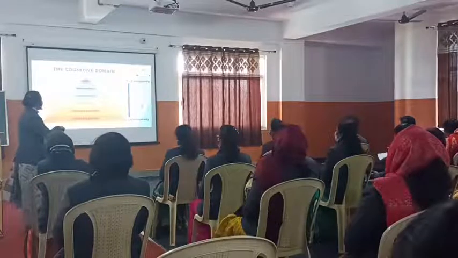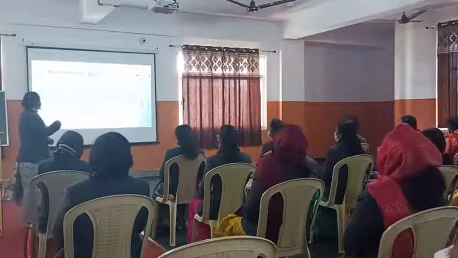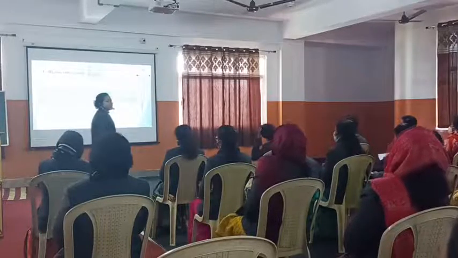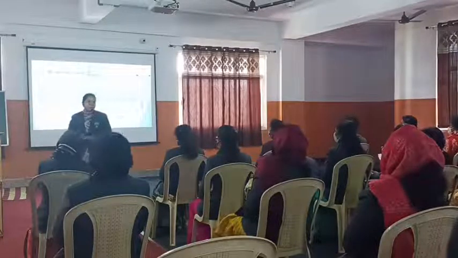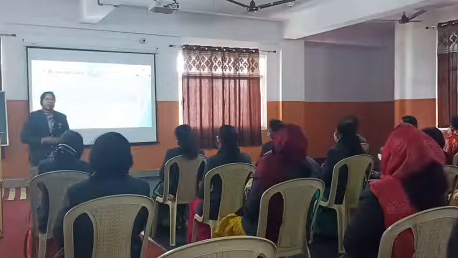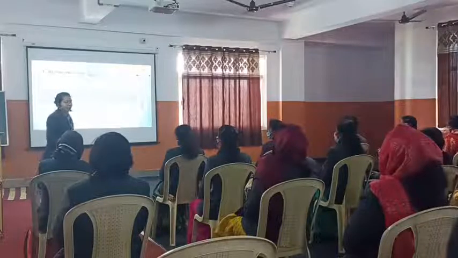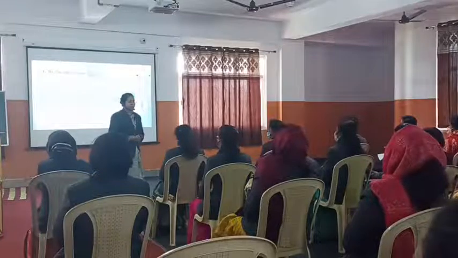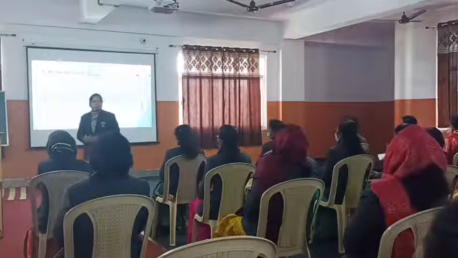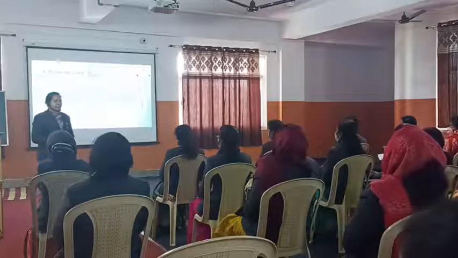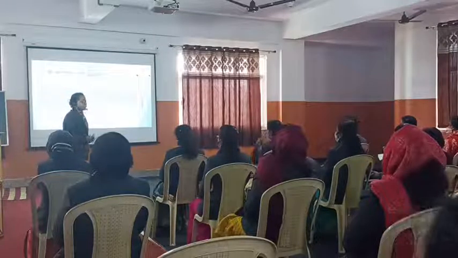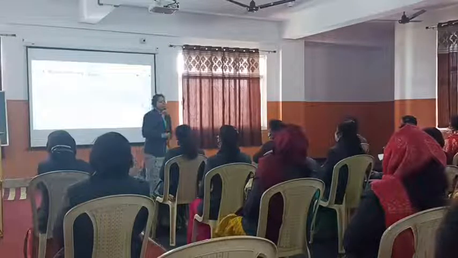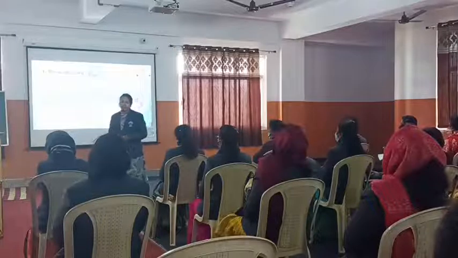So let's talk about all the levels one by one. So remembering, this is the lowest level in the Bloom's pyramid. Here the complexity of the learning is very low. So we can call it totally based on rote learning. Here the student learns something by heart. And what do they do? They memorize whatever is given, and when it is needed, they tell.